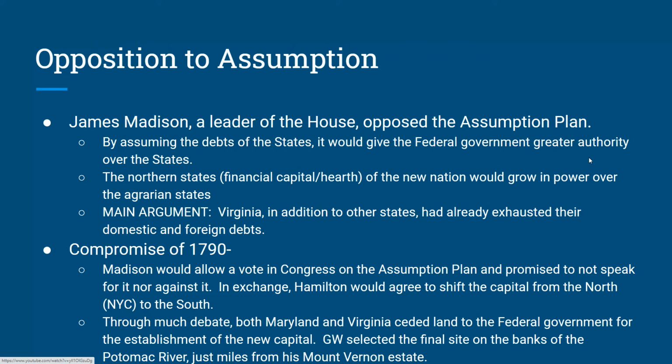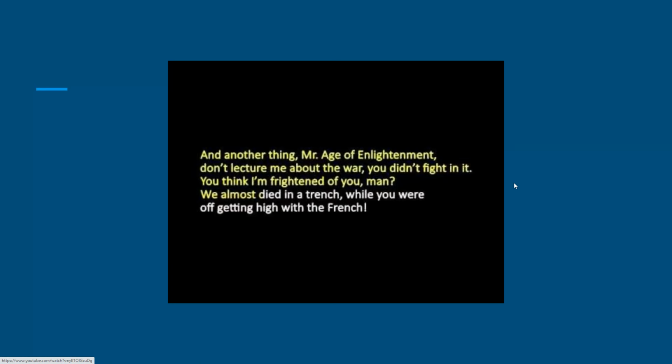And of course, if you're from Virginia, if you're Madison and Jefferson, having the capital a little bit closer to home is pretty convenient. Through much debate, both Maryland and Virginia ceded land to the federal government for the establishment of a new capital, D.C., the District of Columbia, and George Washington selected the final site on the banks of the Potomac River, just miles from his Mount Vernon estate. So the assumption plan will pass Congress. Hamilton gets his plan. All right, the debts are assumed. And of course, the South, what they get is they get the capital moved.